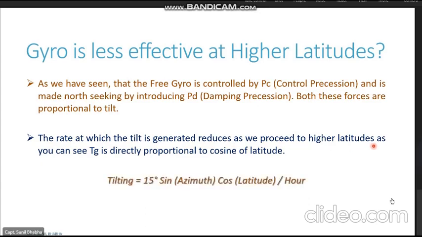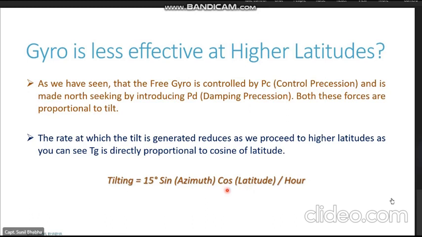Why does it reduce? Let's look into the formula. The tilting formula is 15 degrees sine of azimuth cos of latitude per hour. Now you see, as the latitude increases, cos latitude value becomes lesser and lesser. And at the pole, if you put the latitude as 90, the tilting value becomes 0 because cos 90 is 0. So tilting is maximum at the equator, reduces as we go to higher latitude and becomes 0 at the pole.